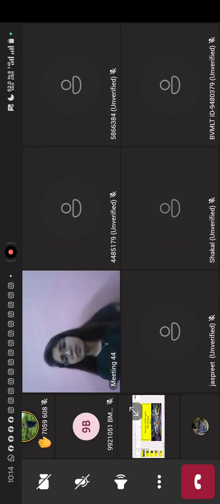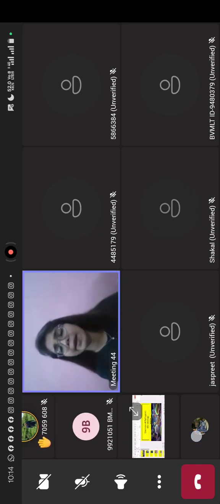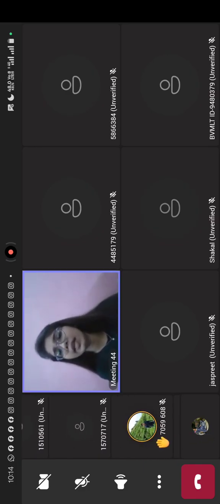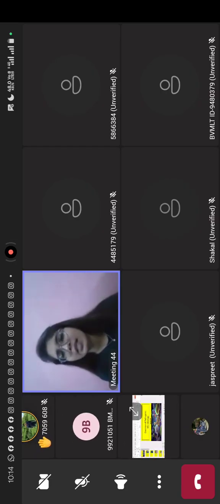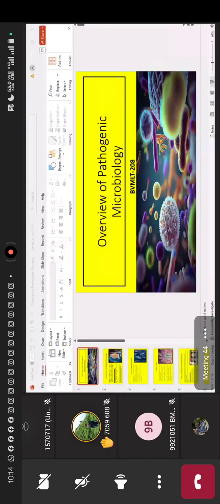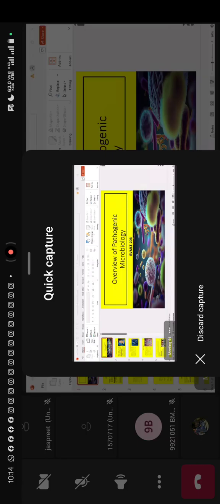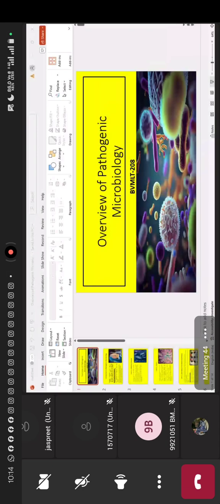Next is the vector. Here we have some vector-borne diseases also, like malaria and filariasis. In malaria, filariasis and dengue, the vector, the mosquito, is responsible for the transmission of the disease. The diseases which are transmitted by the bite of vectors come under vector-borne diseases.